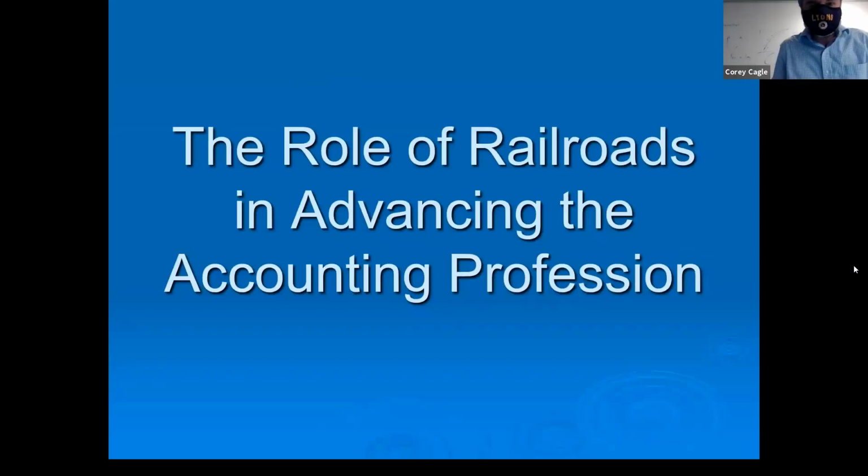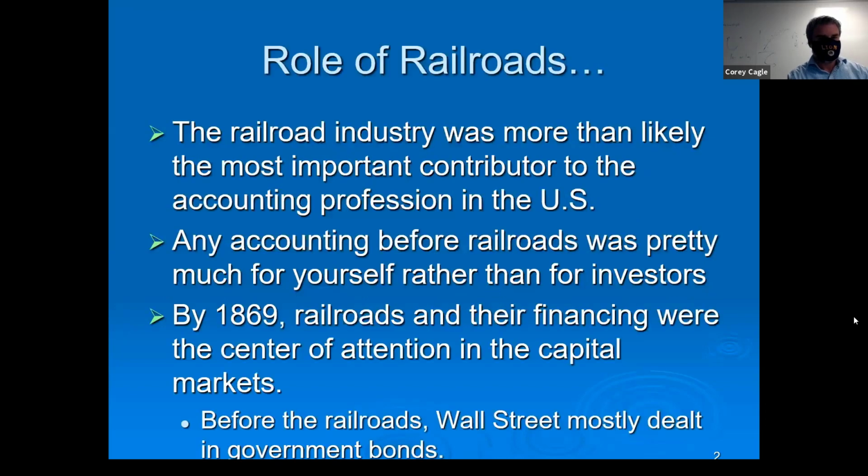So you will be interested to know that railroads are pretty much responsible for all the accounting things that we do. Not all, but a whole lot of them. We can trace most of it back to the railroads. Yep. So the industry was more than likely the most important contributor to our profession. The accounting before railroads was pretty much for yourself as the business owner.